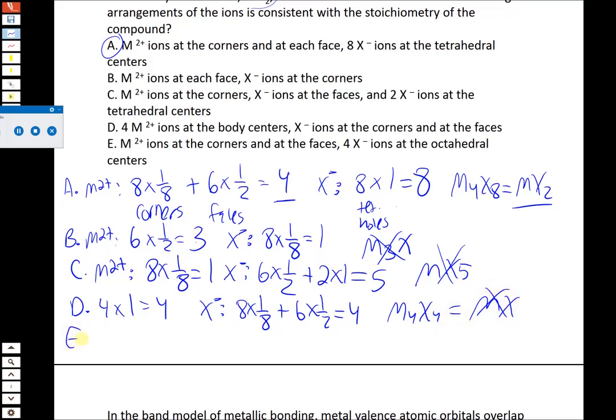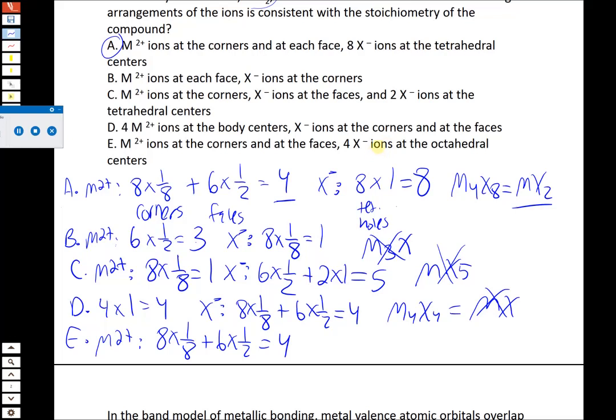And then choice E, we have M2 plus ions at the corners and at the faces. So that, again, is going to be 8 corners counting as 1/8 each, plus 6 faces counting as 1/2 each, so a total of 4. And then we have 4 X minus ions at the octahedral centers.